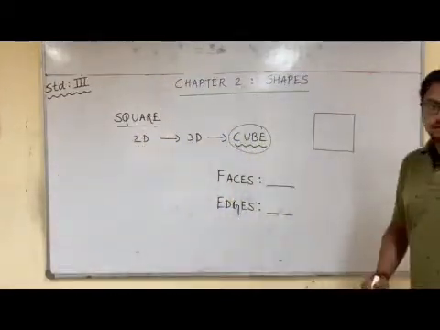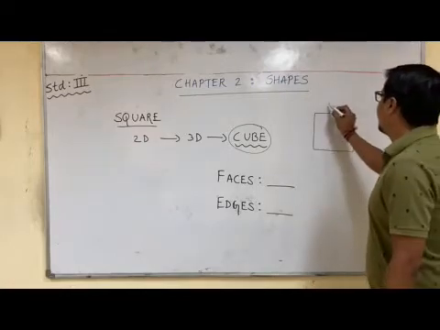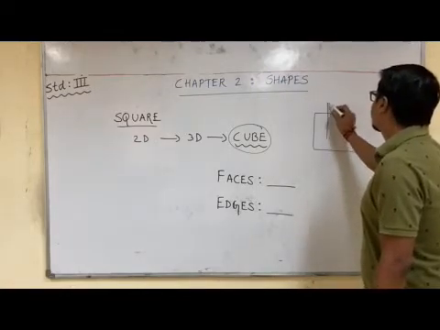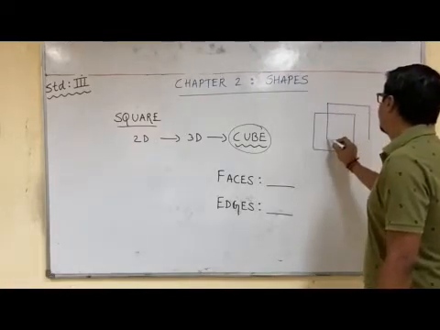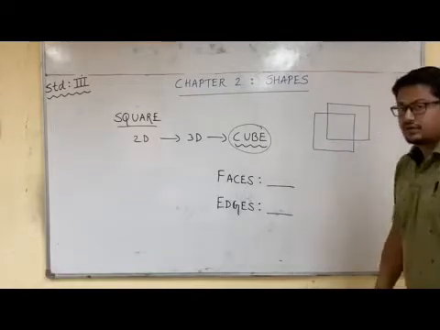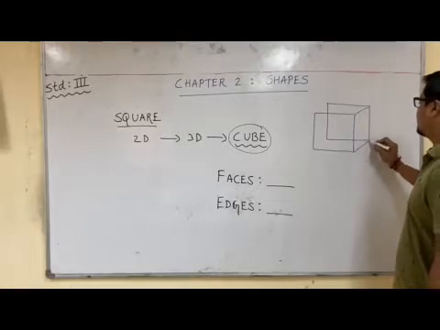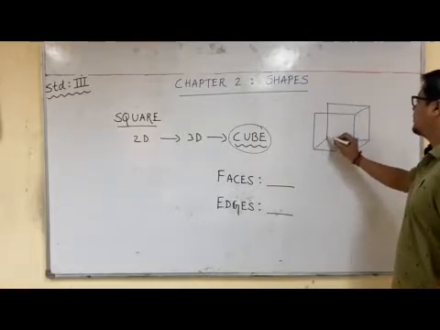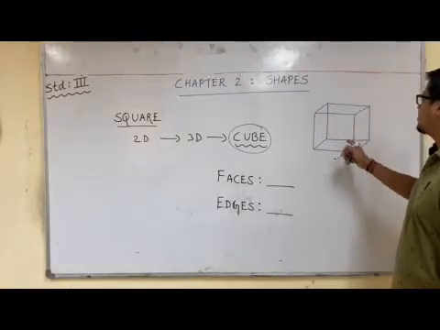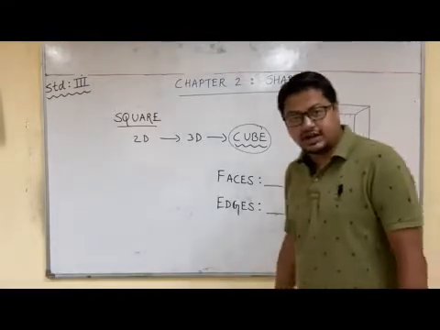First we draw a square, correct? Then little bit on the back side of the same size, we draw one more square. Now we join the lines. This line is joined with this line, this line is joined with this, and this line is joined with this. So this will create a what? This will create a cube.